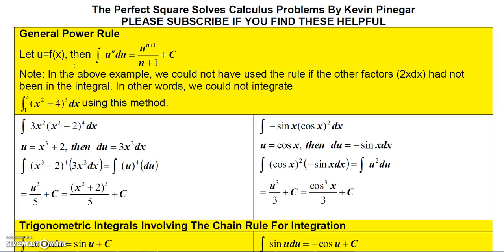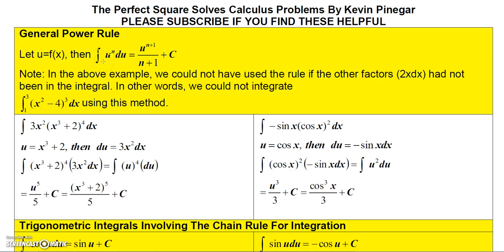In this section, we're going to talk about the general power rule. And the general power rule works very similar to the simple power rule, except for one thing. The value here that's raised to a power is not just a single variable like x. It's actually a function. So this rule is used when you have a function raised to a power.